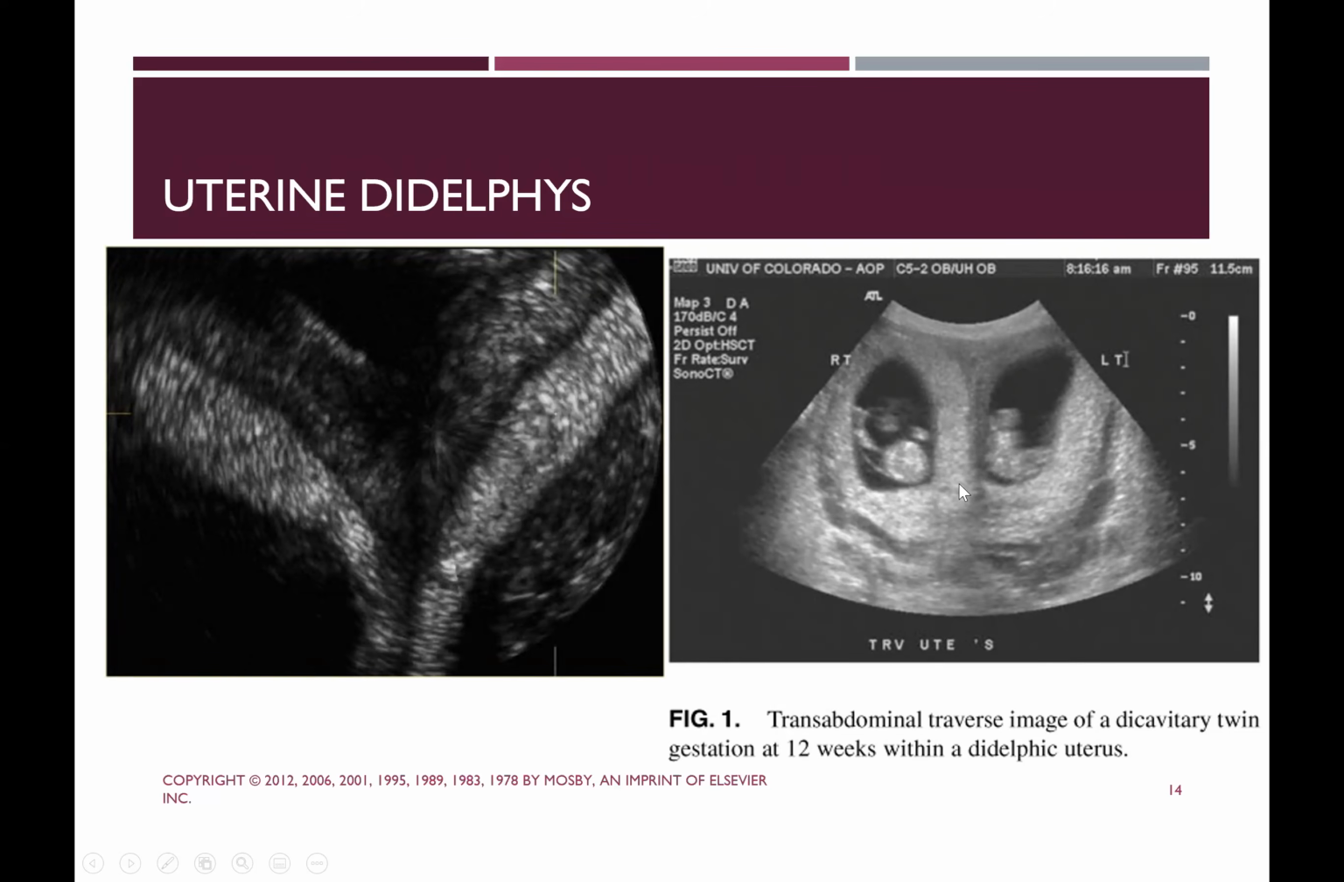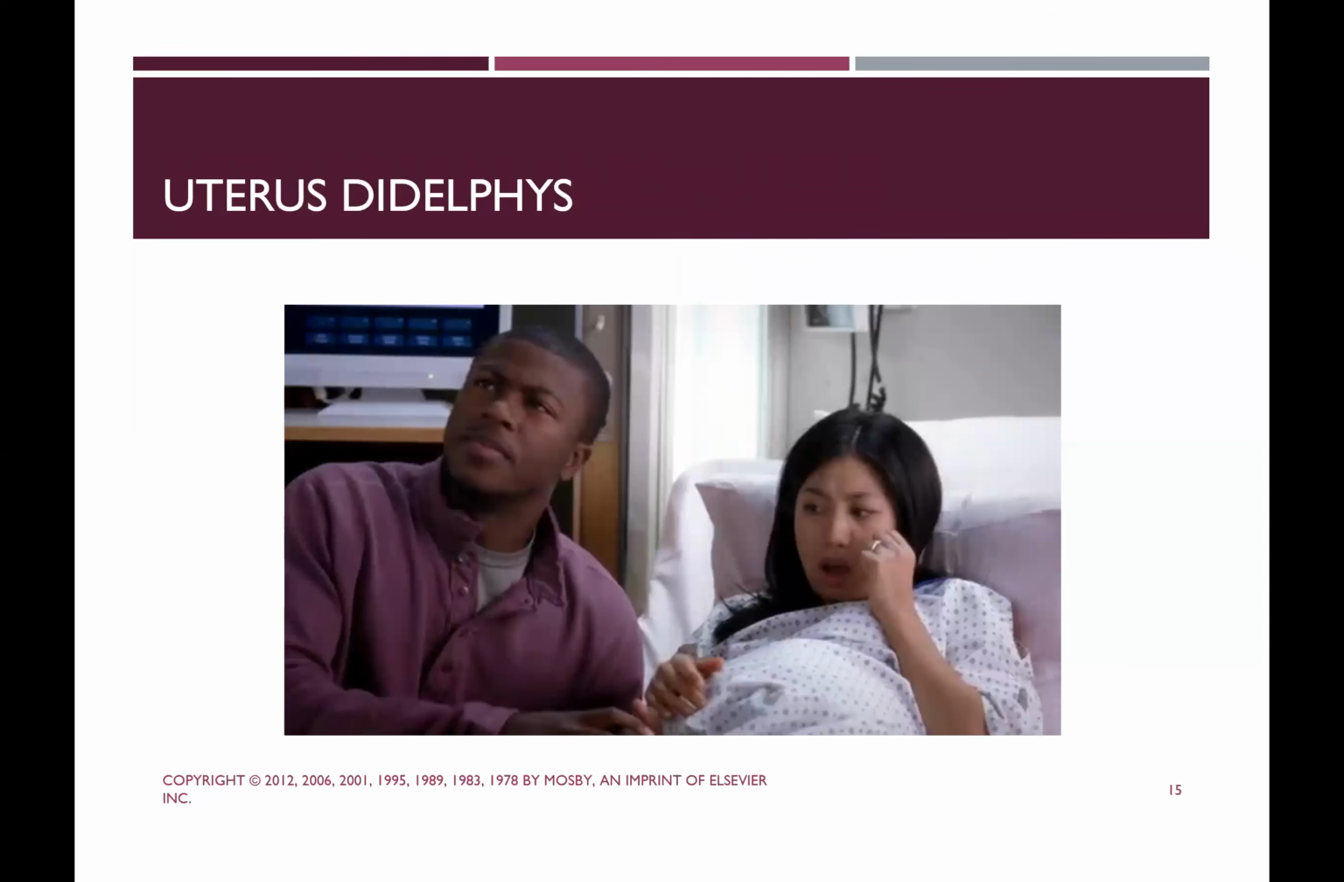This is a dicavitary twin gestation at 12 weeks. They both have their own homes because they both have their own uteruses. So they're not like a monochorionic pregnancy that shares the same gestational sac. They're just growing next to each other, basically.